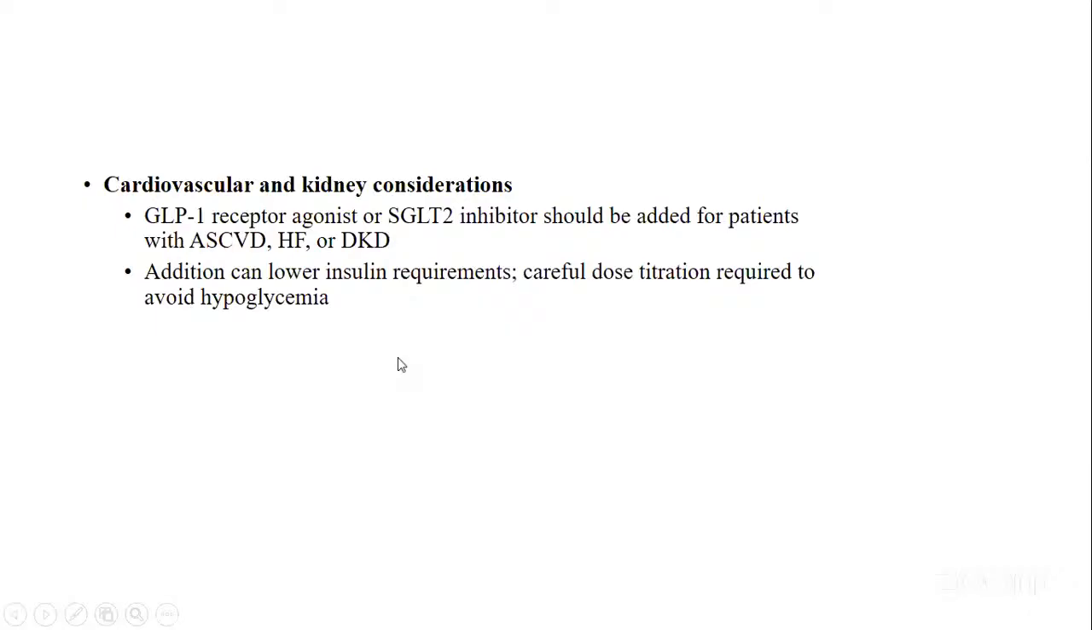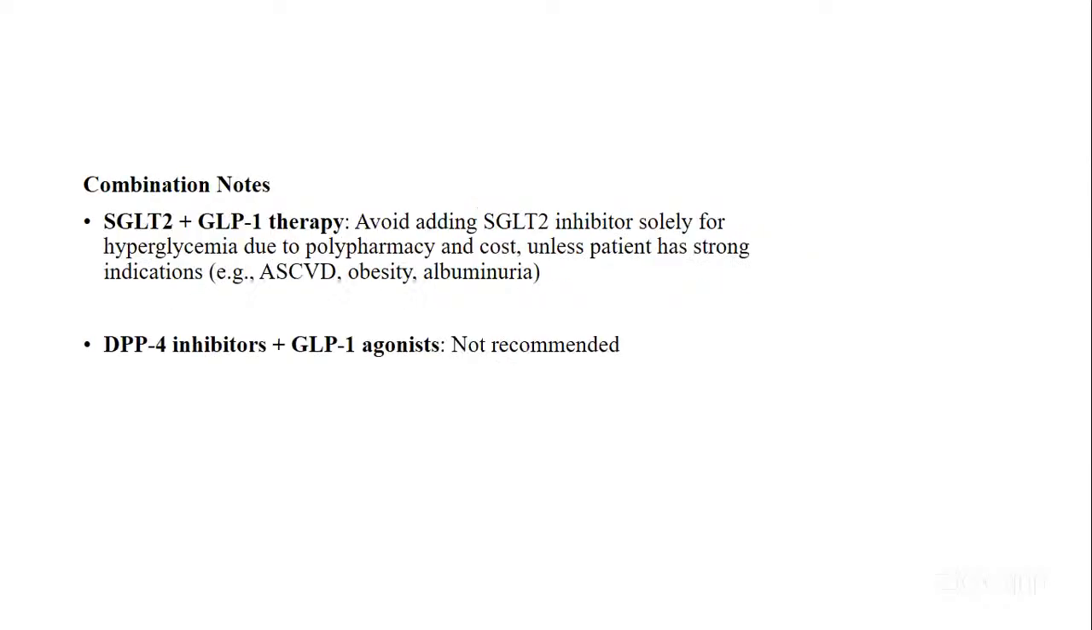So as we discussed for cardiovascular and kidney considerations, we can start with GLP-1 receptor agonist and SGLT2 inhibitors. The other is for combination. We have to avoid adding SGLT2 inhibitors solely for hyperglycemia because these drugs have low glycemic efficacy. So we will add polypharmacy and cost risk, so we have to avoid that. But the other is we can't use DPP-4 inhibitors with GLP-1 agonist, as we discussed, because they act on the same pathway. DPP-4 inhibitors reduce the metabolism of the GLP-1, and GLP-1 agonist also acts on the GLP-1 receptor. So the effects are the same. There is not that much benefit.